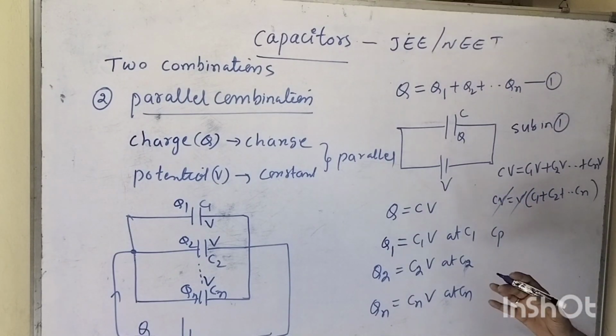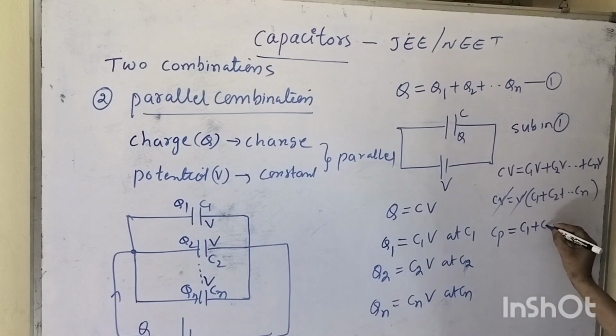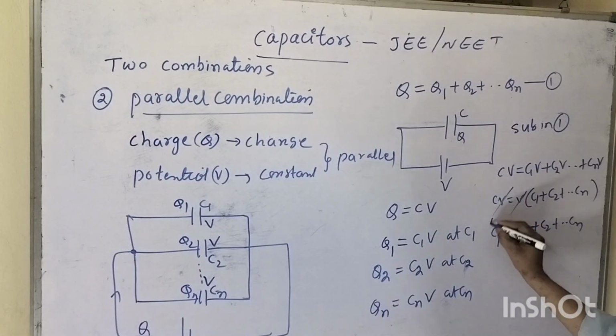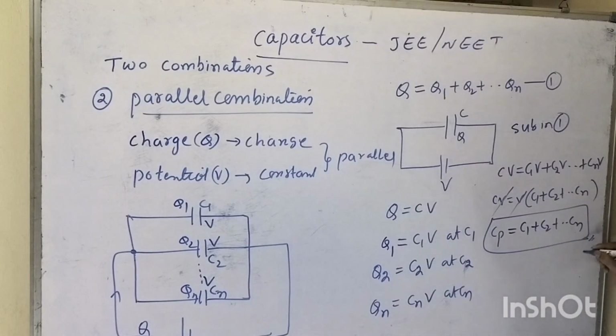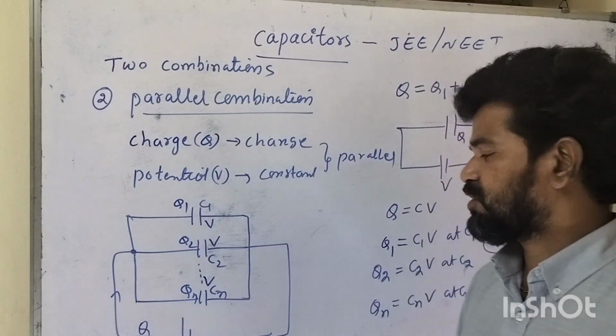That means Cp. Cp means parallel combination of capacitors. Cp is equal to C1 plus C2 plus and so on Cn. This is the expression for the parallel combination of capacitors, right?